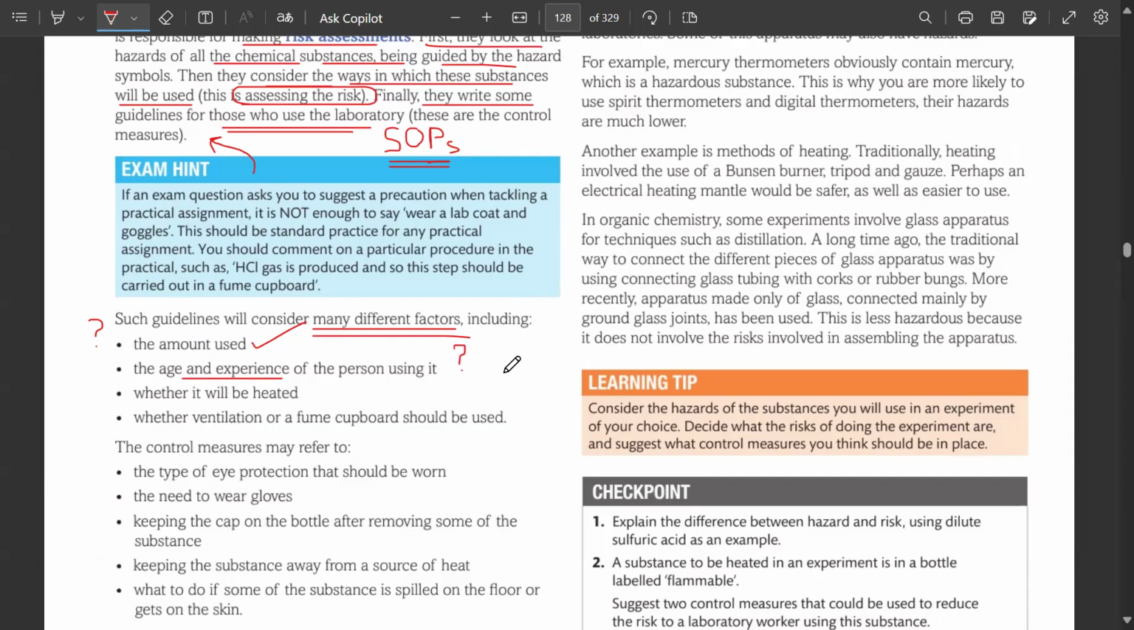How is that a reason? Like, how much of an expert is he? Is he an old person? Is he a kid? Is he a student? Whether or not heating is involved, the guidelines also depend on how strict they would be if there's heating used. Is there ventilation?